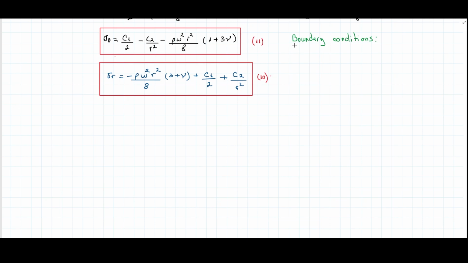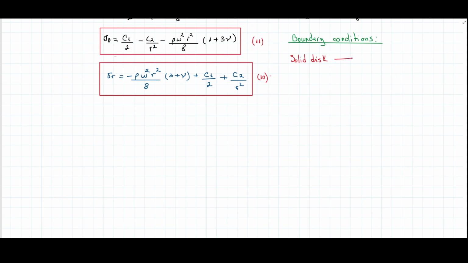For just two cases, for example. So for example, in the case of a solid disk, which is a disk that has no internal radius. So basically, is that what it means?